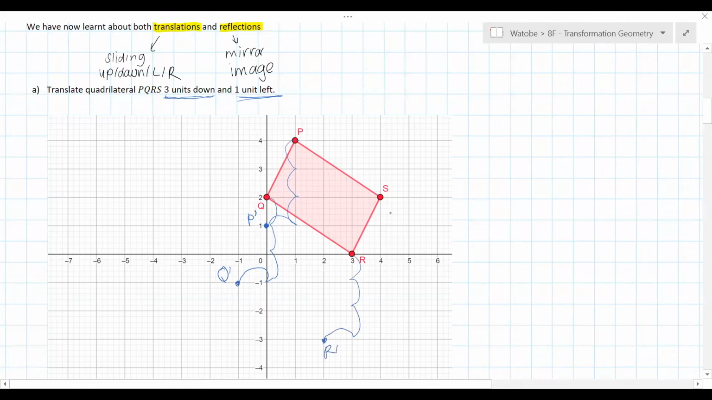All right, so again, if any of this is new to you, you need to go and watch the video on Watobe's website that explains it to you. Once you've moved your coordinates, obviously with a ruler, not freehand like I'm doing, you will draw in your quadrilateral. And we have then moved our quadrilateral PQRS 3 units down and 1 unit left.